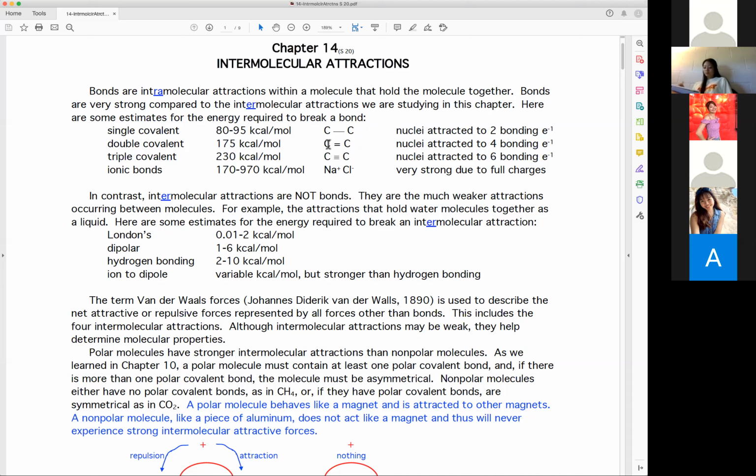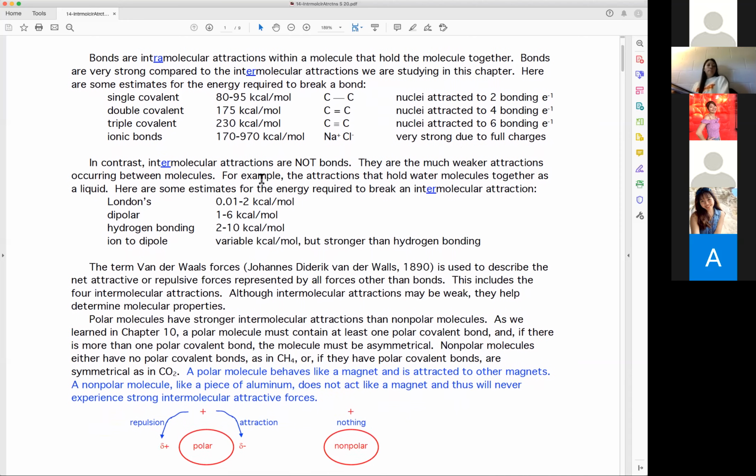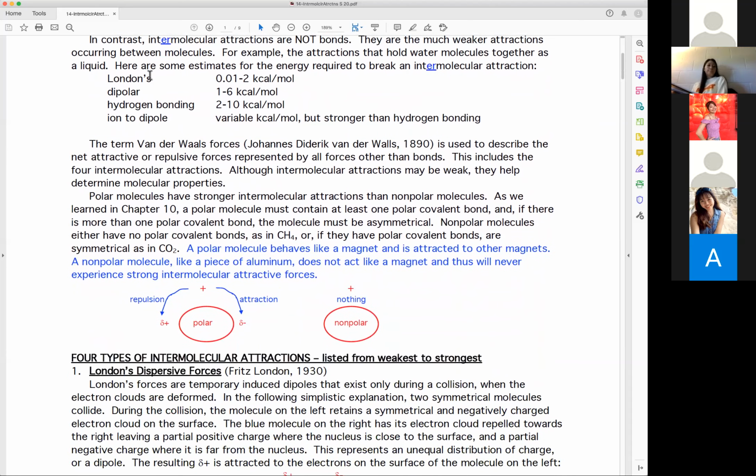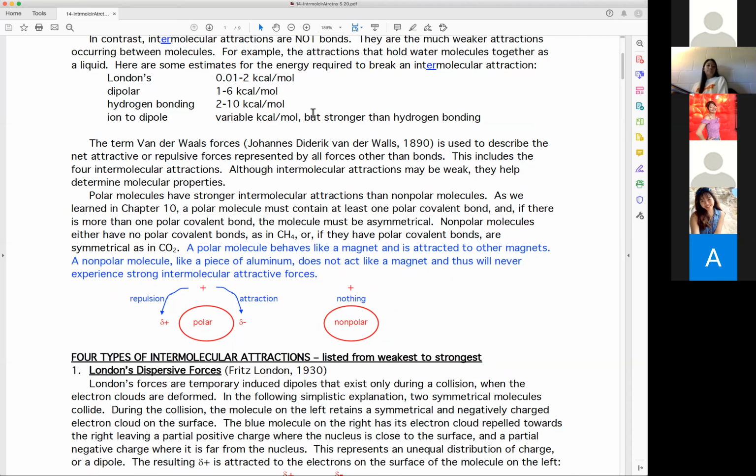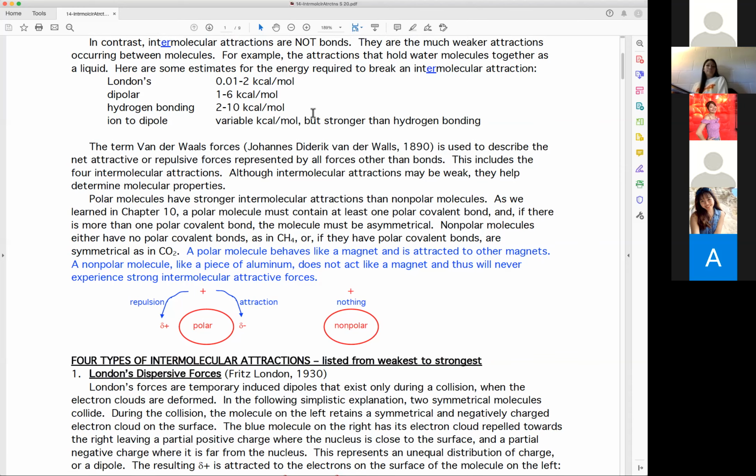Double bonds, the two atoms are attracted to four bonding electrons. So they're shorter and stronger. Triple bonds between six, even shorter and stronger. And ionic bonds are kind of all over the place. So they can be extremely high. Okay. In contrast, the intermolecular attractions are not bonds. And some of them are extremely weak. So we have four categories. London's is very weak. Dipolar are weak. Hydrogen bonding a little bit stronger. And ion to dipole, maybe stronger, but I don't have any values for that.